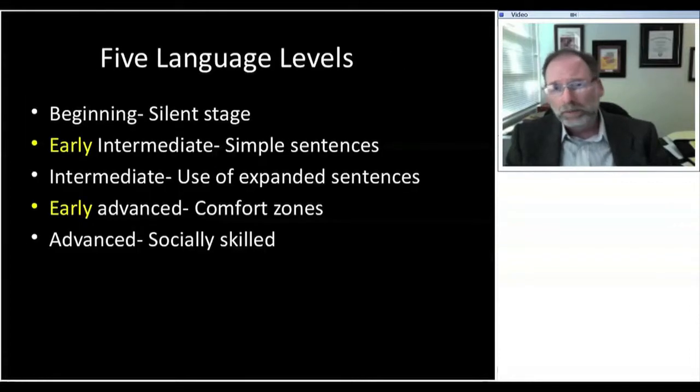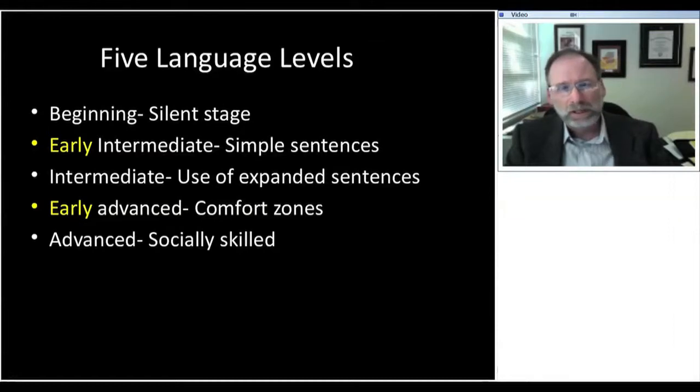Let's talk a little bit about language level. The way I understand language levels is that as we learn languages, we start at a beginning stage, which is often referred to as that silent period, where we're able to articulate very little in a language. Then we move to an early intermediate stage where we speak in simple sentences, then to an intermediate stage where we use expanded sentences with more detail.